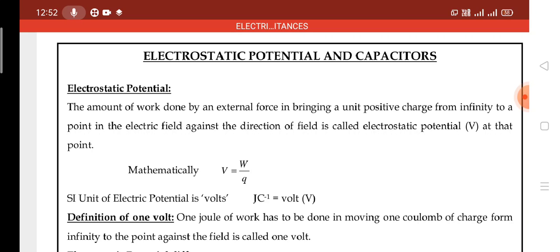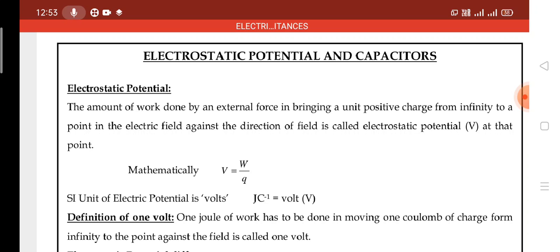What is the unit of electric potential? The SI unit of electric potential is volt. Otherwise, in the MKS system you can write joule per coulomb, or joule coulomb inverse also. 1 joule coulomb inverse is equal to 1 volt.